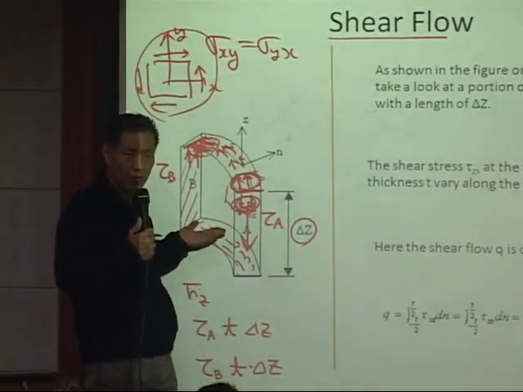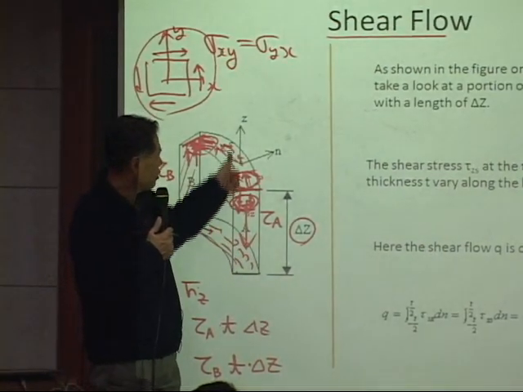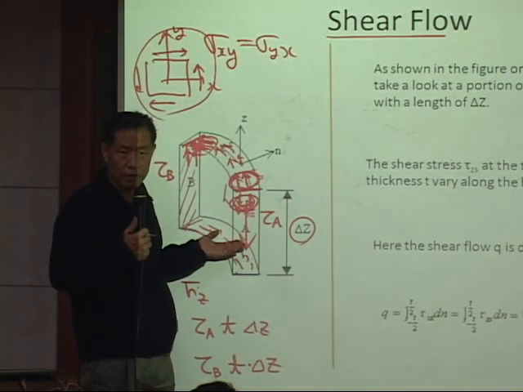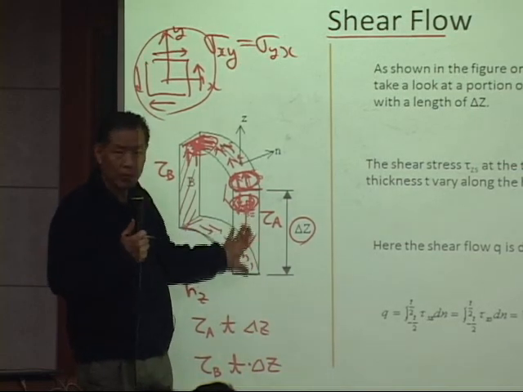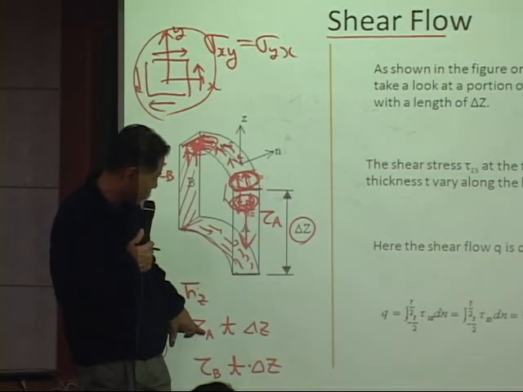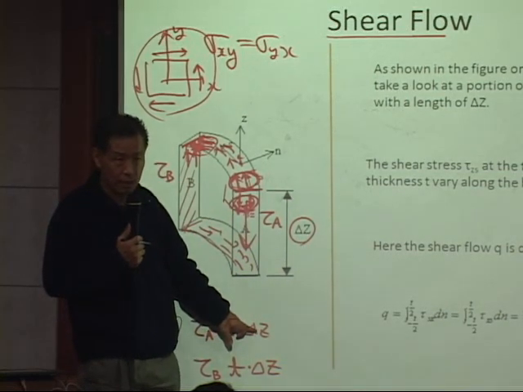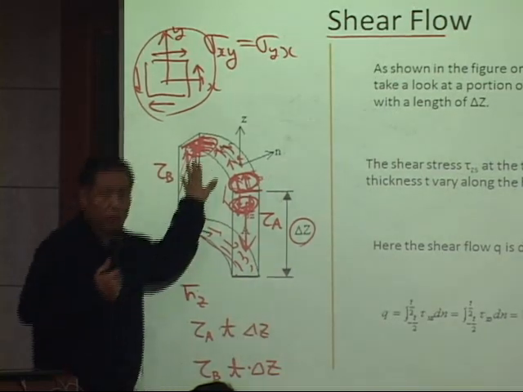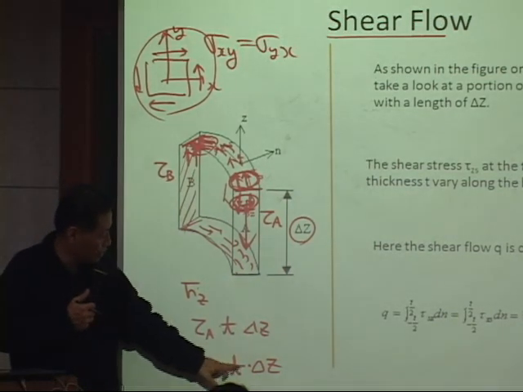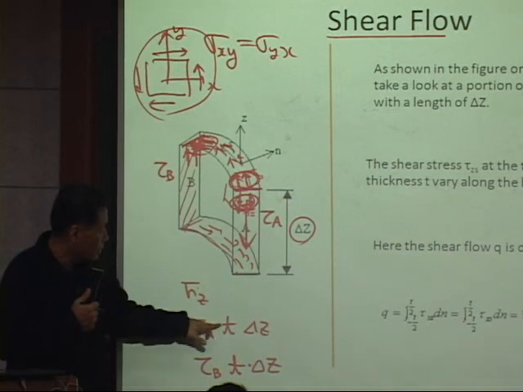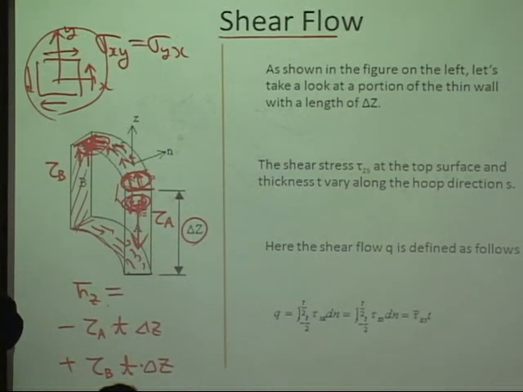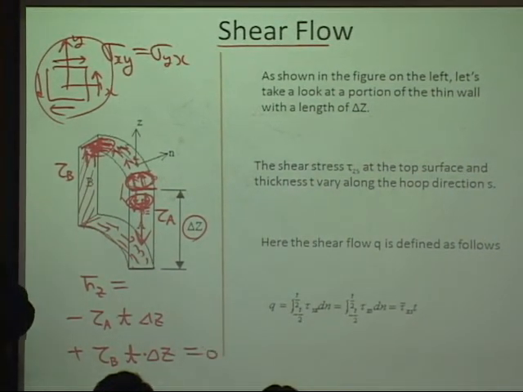At the bottom surface, do we have any z-directional force? Z-direction is, again, this one. Do we have any z-directional component? No. Do we have this z-directional component? Yes, which is tau A times T delta Z, right? And do we have the z-directional force here? Yes, which is tau B times T delta Z. And this one is negative, and this is positive, and force equilibrium in the z direction should be zero.